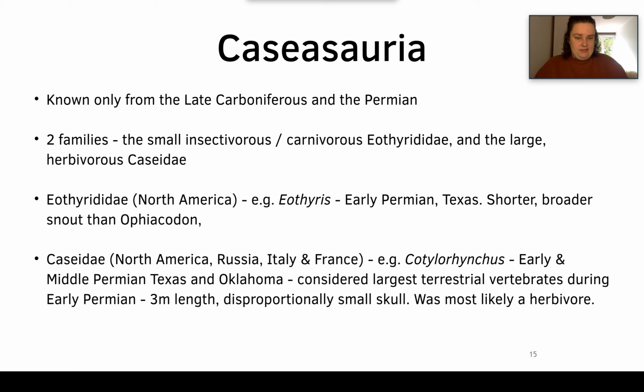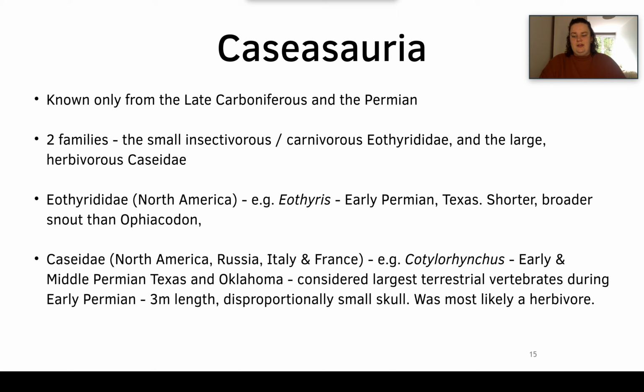So now we move to Caseasauria, and these are known only from the late Carboniferous and the Permian. There are two families, and they are very different in terms of body size. They have the small insectivorous Carboniferous Eothyrididae and the large herbivorous Caseidae. The Caseidae are probably the most famous of the caseasaurs, as they've gained quite a lot of internet popularity recently, which is really funny.